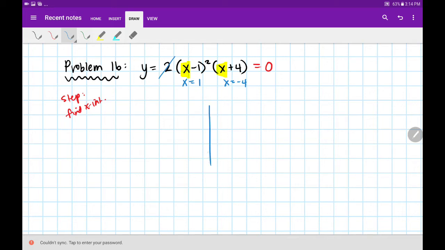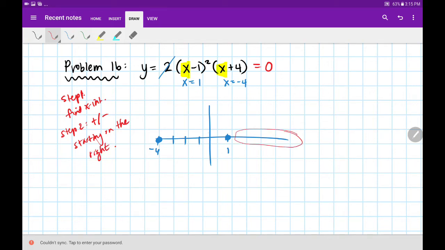And now we're going to plot them. Go to x equals 1, x equals -4. And now all we have to do, step 2, so that was step 1, step 2, is put our pluses and minuses starting on the right side. Okay, so in this case I have 1, 2, 3 intervals. So I'm going to have 3 signs, but we're going to start on the right side.